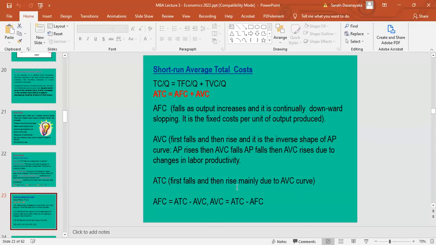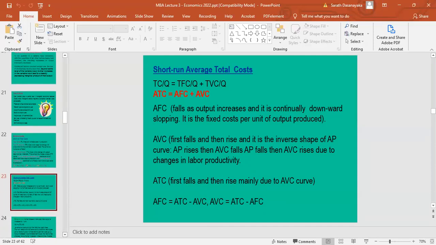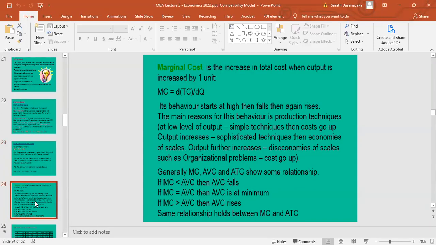Then different variations we can get: average fixed cost is average total cost minus average variable cost. In that way, average variable cost we can take as average total cost minus average fixed cost. There are so many variations available in the handouts which I gave to you.